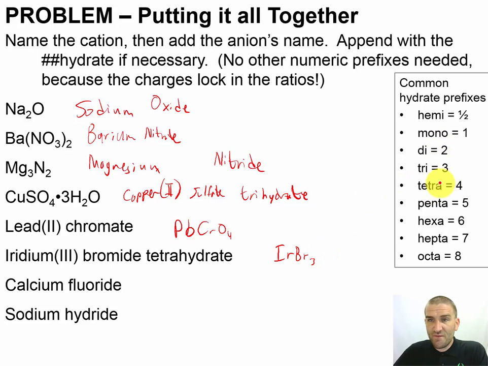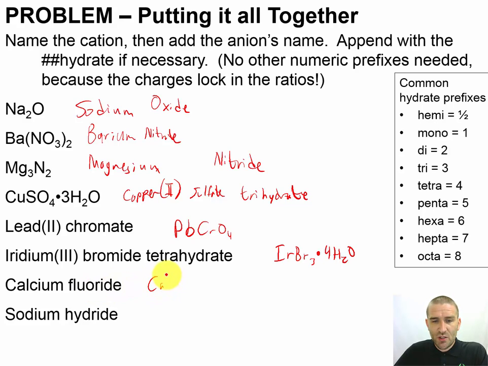We have tetrahydrate. Tetra, 4. Remember tetris. We put the dot right there in the center. We write the number 4 and then H2O. So that'll be iridium 3 bromide tetrahydrate. See, a lot faster than spitting that mouthful out, right?